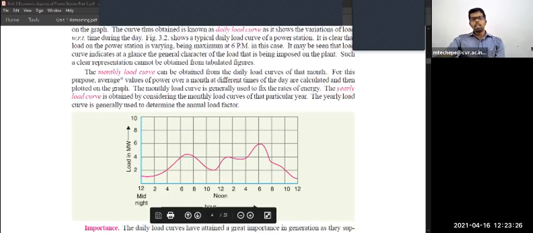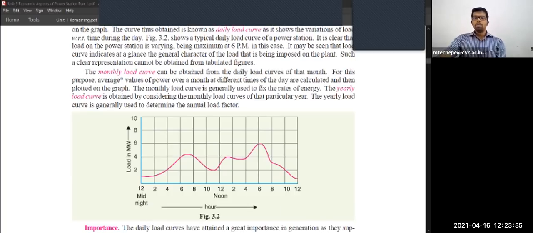So by knowing the load curve, you can easily identify the maximum demand in your home, and at what time you are using it. Maybe in the evening from 5:30 to 8 o'clock or 8:30, that is the peak hour in your home. In that time, how many lights and fans will be on?